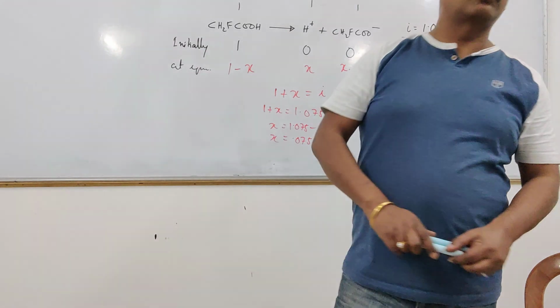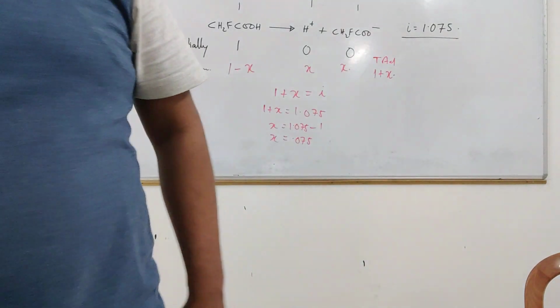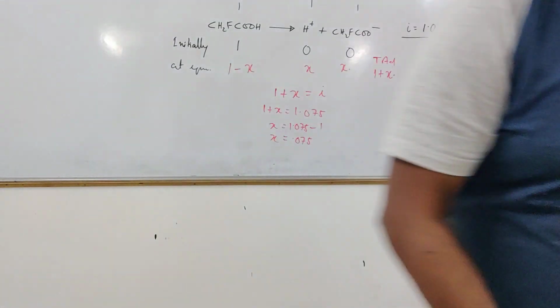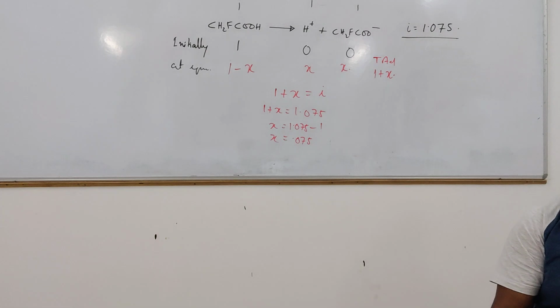So you know how to solve the numericals related to dissociation or association. Clear? Nothing, you have to just find out the value of i, and i has to be calculated. From i you can calculate the degree of dissociation or degree of association.